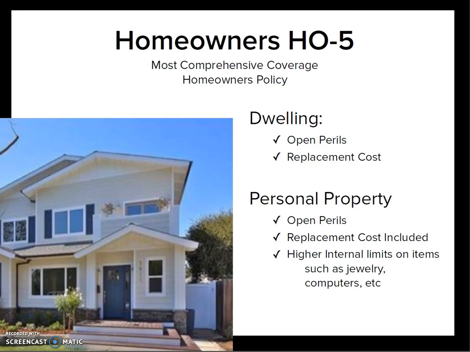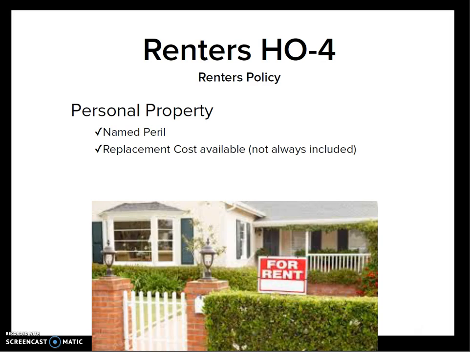Okay, so your homeowner's HO-5 policy is going to be your more comprehensive coverage for your homeowner's policy. As you can see, this is a little different than the prior slide. Your dwelling is going to be open perils. You're going to have replacement cost on your dwelling. Your personal property is also going to be open perils, and you have replacement cost automatically included. You have higher internal limits on your items such as jewelry, computers, firearms, fine arts, things like that.